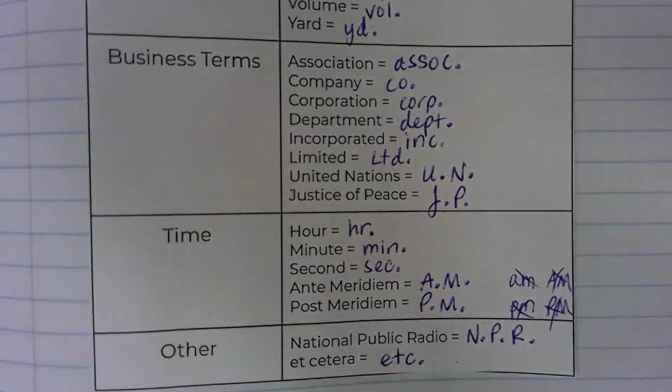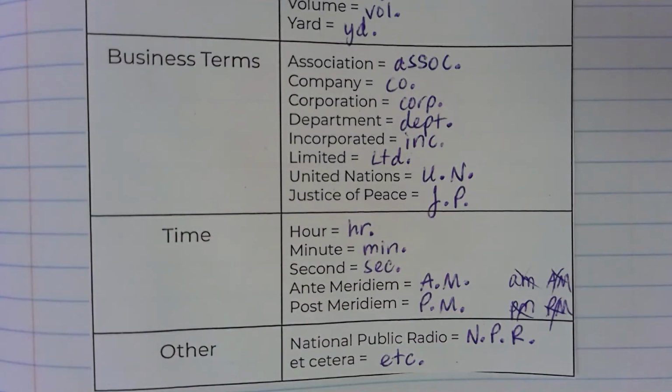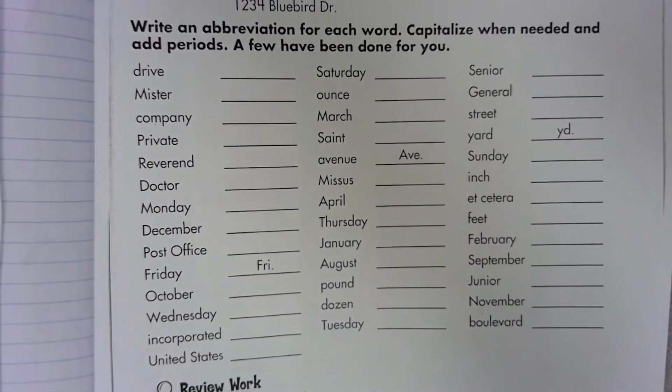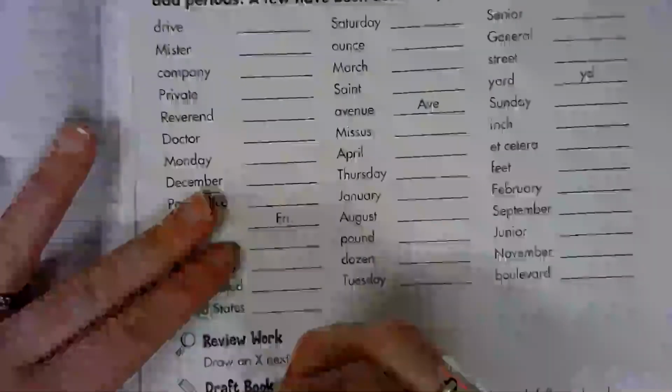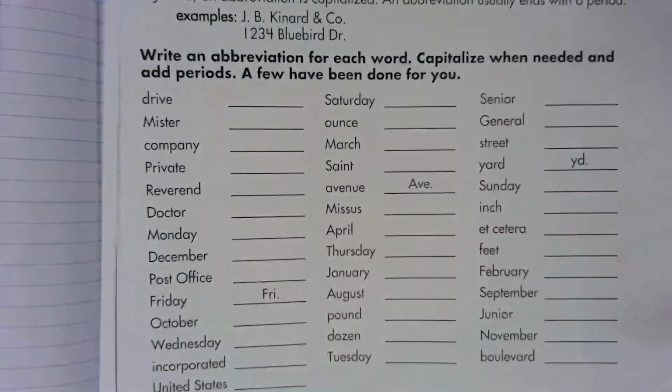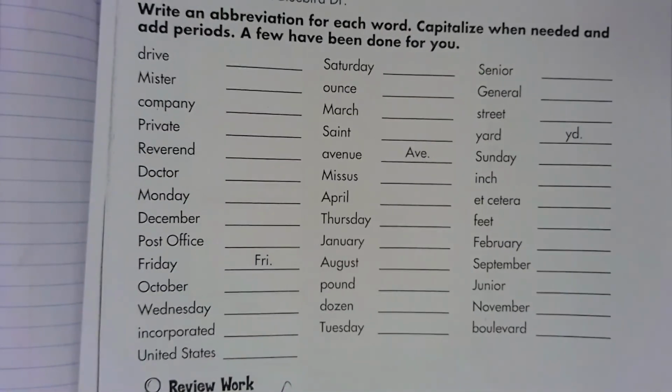All right, I'm going to pause there. If you need to pause the video to catch up, go ahead. Otherwise, you have an assignment, which is the Shorten It sheet. You have a few on here that you're filling out, and you're just going to write the abbreviation right next to it. Okay, I'm not going to do the review work or the draft book down at the bottom, so you're just going to fill these out, turn it in on your next in-person day. Thank you.